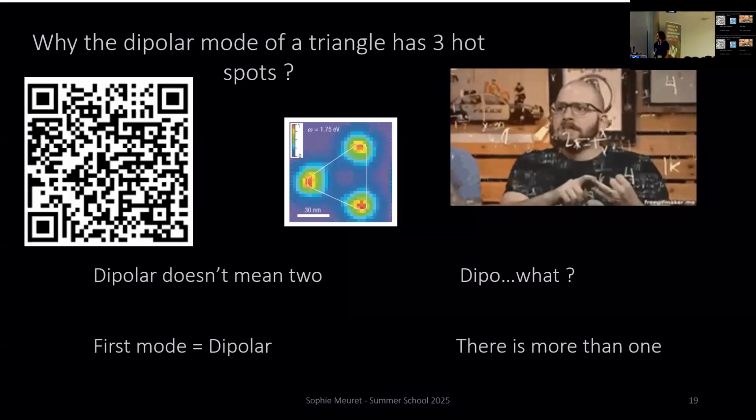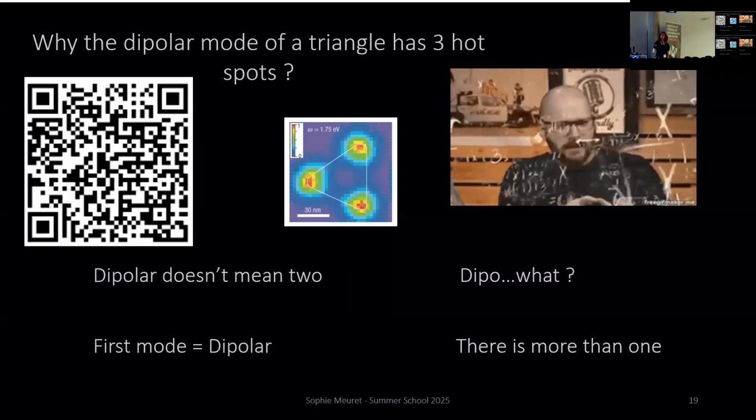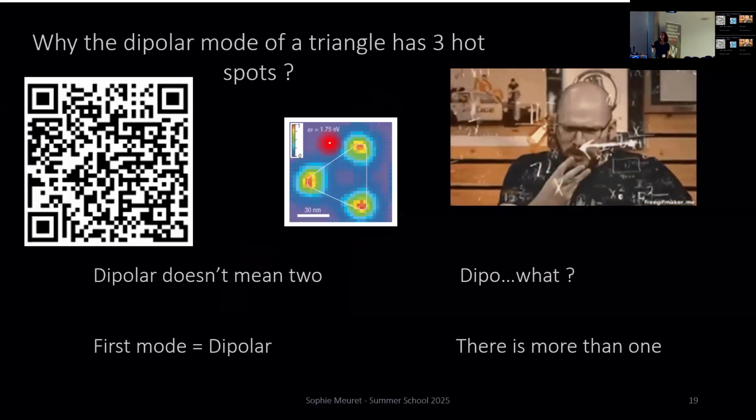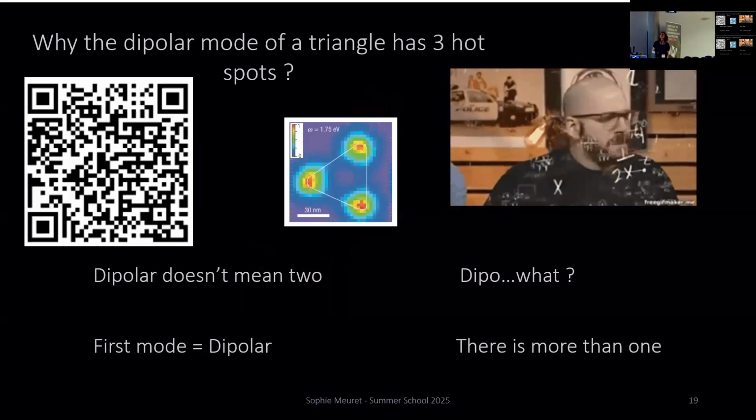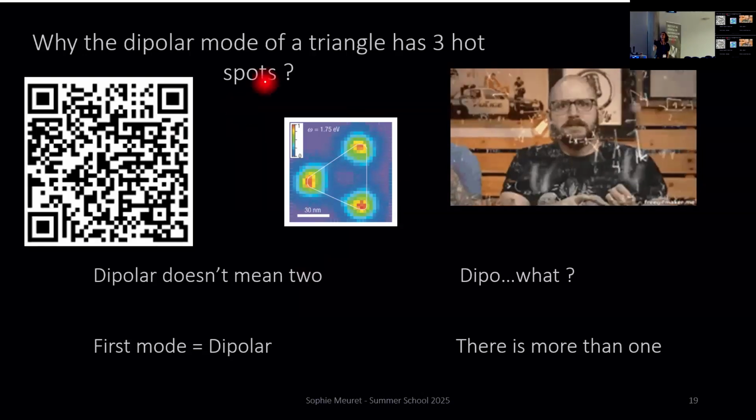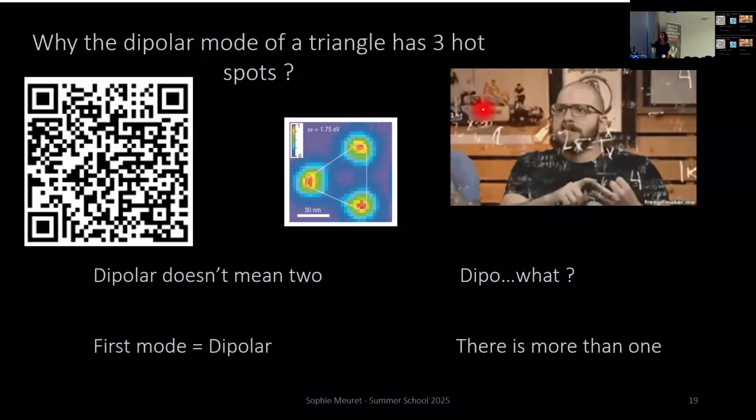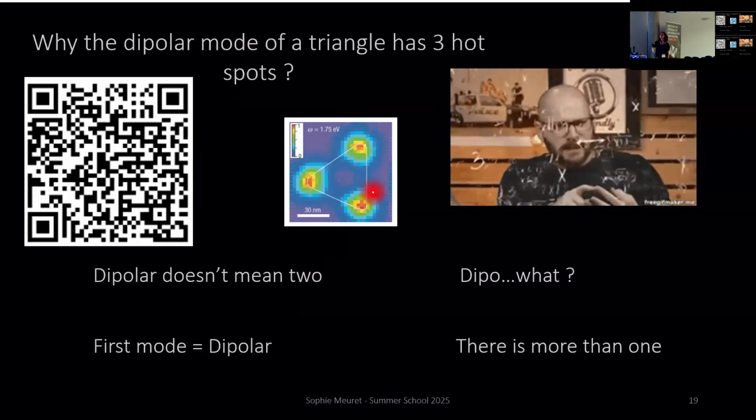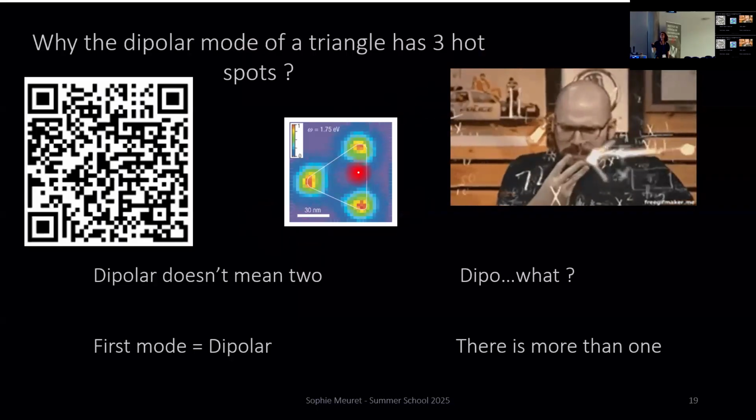I have a question for you. I just showed you a lot of maps of a nanotriangle, but the question is, why do I have a dipolar mode for a triangle that has 3 hotspots instead of 2?